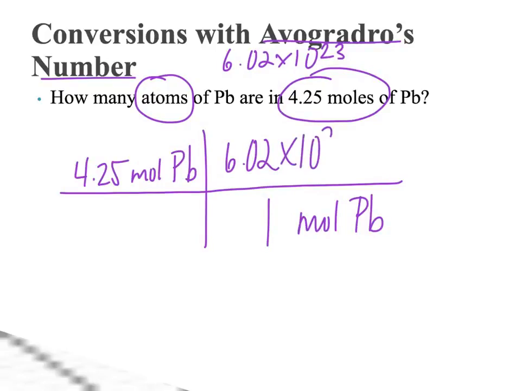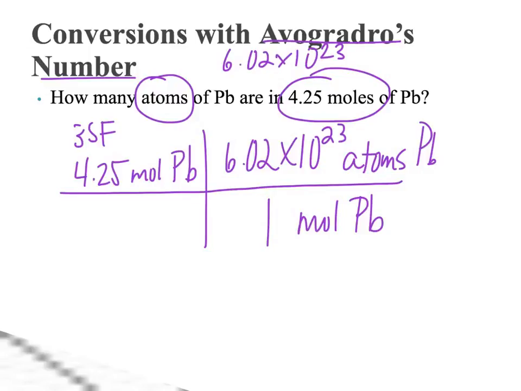6.02 times 10 to the 23rd atoms of lead. So what that's saying is for every 1 mole of lead, there are that many atoms. Okay, and we've talked about that. It's a really, really big number. So now we have both numbers on the top, so we need to multiply. We see that we have 3 significant figures right here, so we need our answer to be in 3 significant figures.